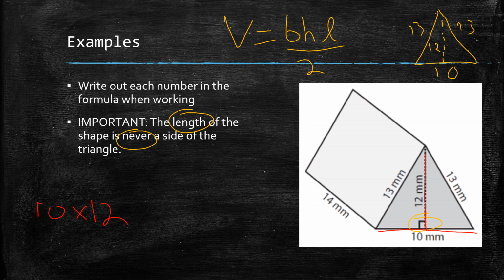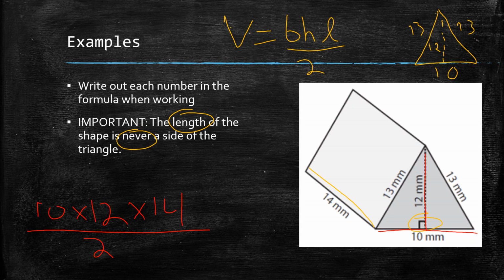Because the length is showing you the distance from the front of the shape to the back, the 13s cannot be your answer. You have this line coming off of the triangle, that's right here. That is going to tell you the distance from the front to the back. And so the base is 10, the height is 12, the length is going to be 14. And because we're working with triangles, we have to split those in half. So this problem is 10 times 12 times 14 divided by 2.